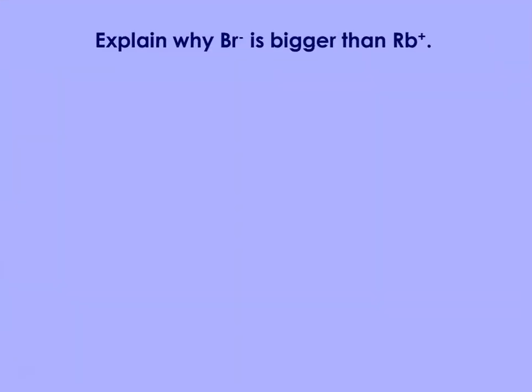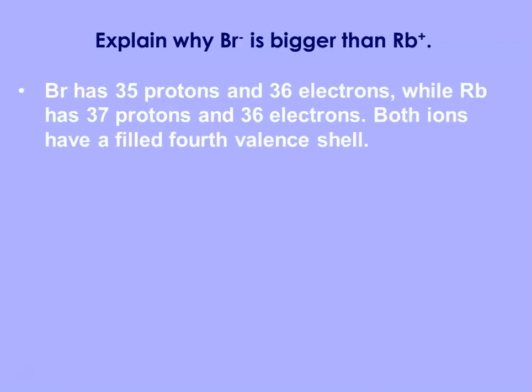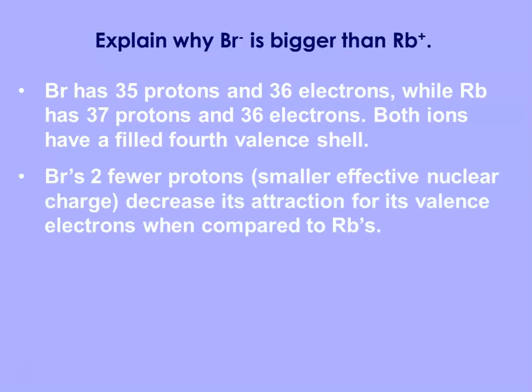Why is Br minus bigger than Rb plus? These are isoelectronic ions. They both have 36 electrons, but bromine has 2 fewer protons than Rb does as an ion. They both have a filled valence shell, but because bromine has a decreased effective nuclear charge, it's not going to have as strong of an attraction for its electrons as rubidium ions are, and therefore that weakened attraction is going to reduce the attraction of the nucleus for those valence electrons and allow the distance to increase.